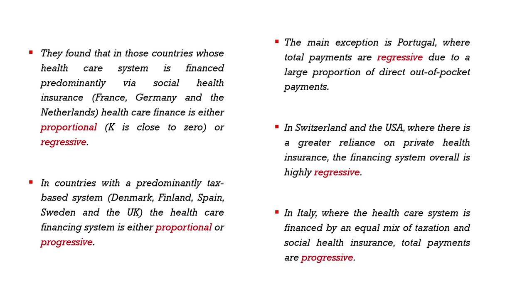One of the exceptions was Portugal, where total payments were regressive due to a large proportion of direct out-of-pocket expenditures. Their healthcare system was dominated by out-of-pocket expenses, meaning private expenditures made by households on healthcare. In Switzerland and the USA, where there was a greater reliance on private health insurance, the financing system overall was highly regressive. And in Italy, where the healthcare system was financed by an equal mix of taxation and social health insurance, total payments were found to be progressive.